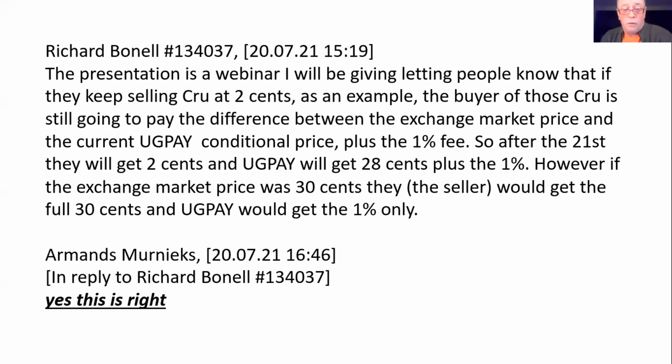Now, on the 21st of this month, that means that if a person sells a CRU for 2 cents, they will get the 2 cents that they've sold it for, and UGPay will get the 28 cents plus the 1% fee if that person converts their CRU to World CRU. However, and this is the super critical thing that we all have to get together on to understand, if the exchange market price was 30 cents, the seller would get the full 30 cents and UGPay would get the 1%, to which Armand's replied, yes, that is right.